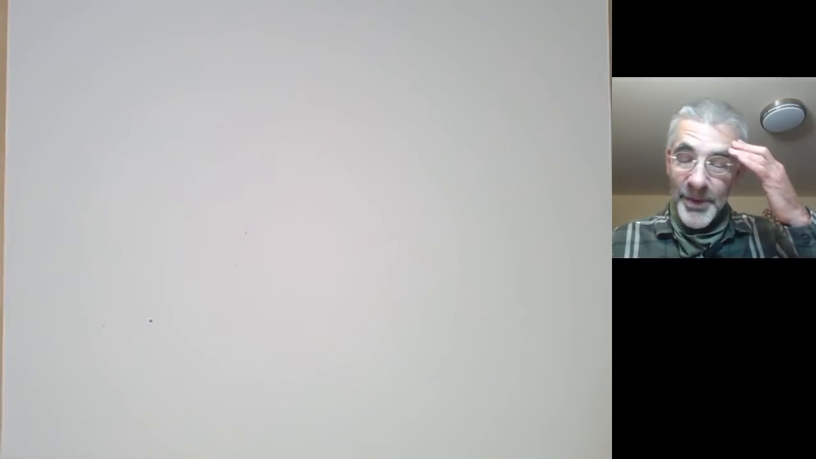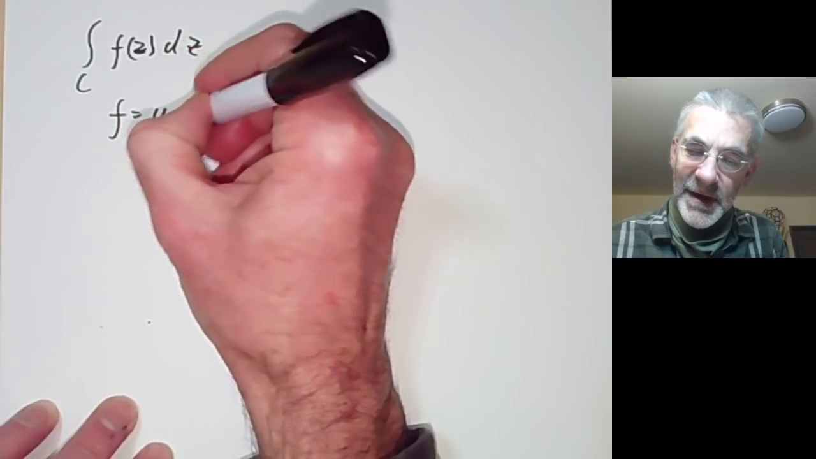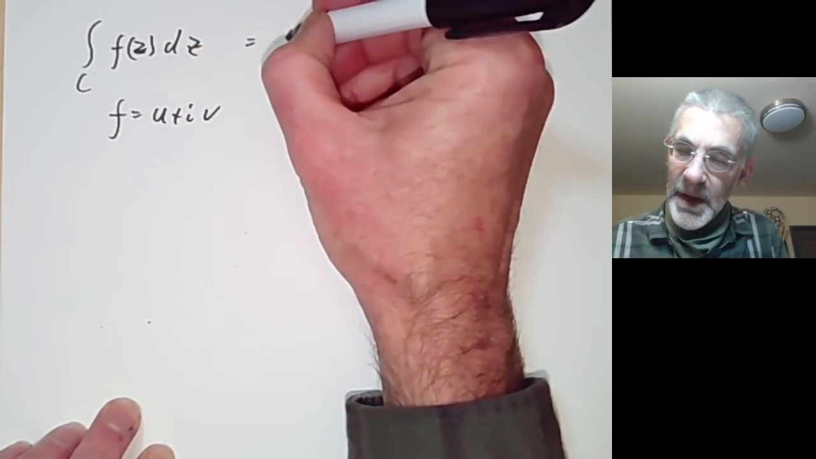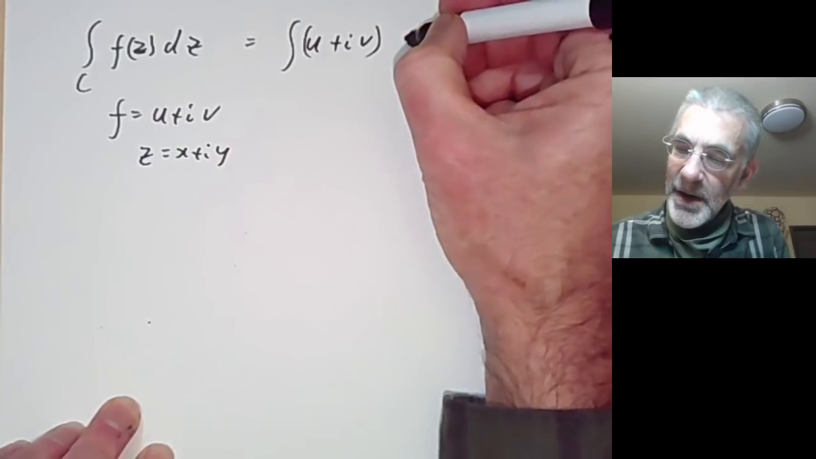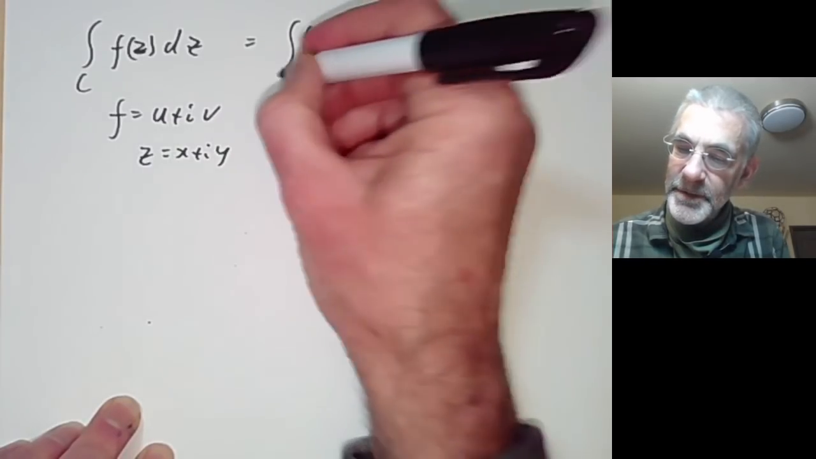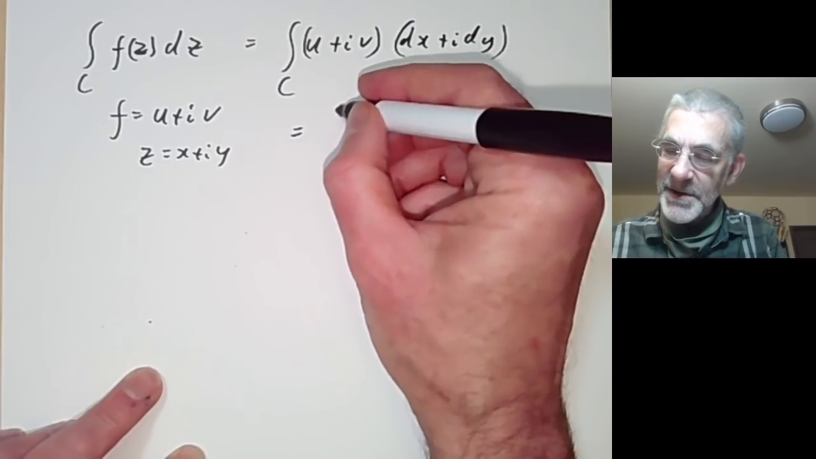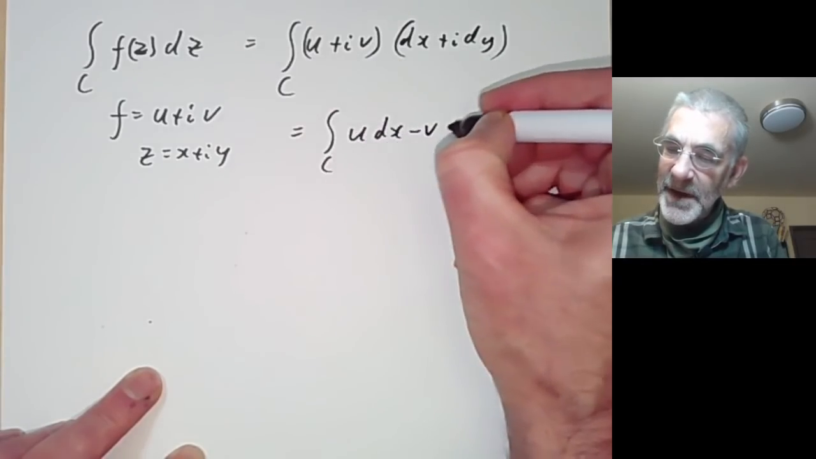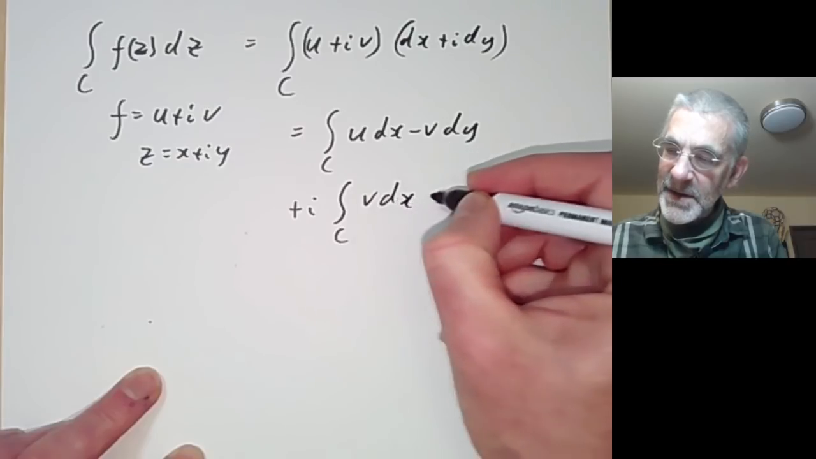There's another definition of the complex integral, which reduces it to a path integral that you get in multivariable calculus. So we can define the integral over c of f of z dz. Well, here we write f is equal to u plus iv, and z is equal to x plus iy, so we write this as the integral of u plus iv times dx plus i dy. And now we can write this as the usual sort of path integral you get in vector calculus. So it's the integral over c of u dx minus v dy, so that's a perfectly good path integral, plus i times the integral over c of v dx plus u dy.